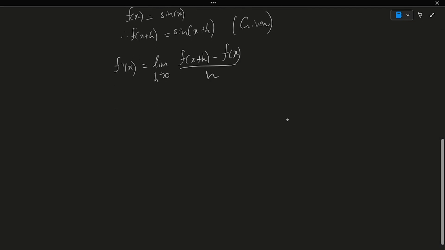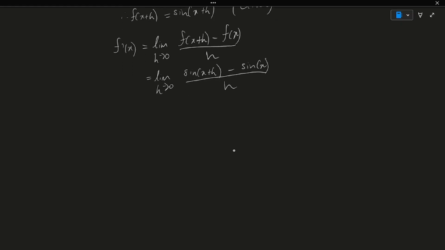So what we know now is, we're going to have the limit as h approaches 0 of sine of x plus h minus sine x, divided by h, right? So this is what we have now: the limit as h approaches 0 of sine of x plus h minus sine x, all divided by h.